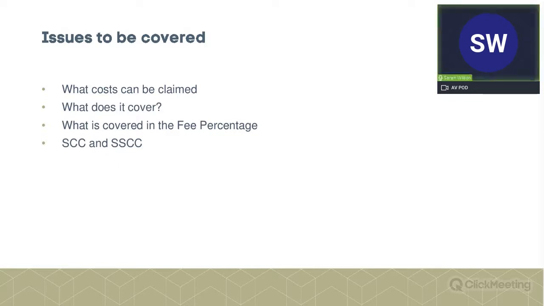So this is sort of part two. Last month we looked at compensation events. So this is the second part of that, in terms of once you've got a compensation event, that's all well and good, but how do you quantify it? Really important part. So what we're looking at here are what costs can be claimed, how you claim them, what's covered in the fee percentage, and also the schedule of cost components and the shorter schedule of cost components.